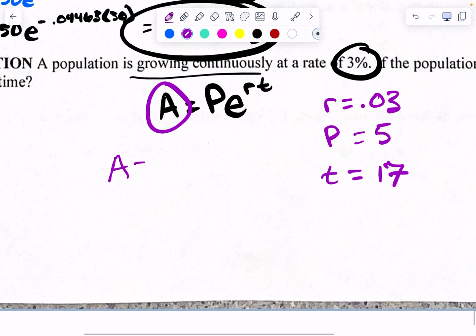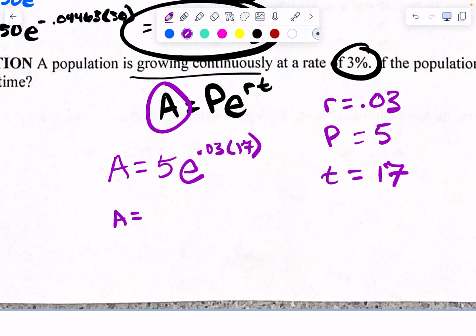So A equals, this one's just plug the dang thing in again. 5e to the 0.03 times 17. Okay, and what do we get for our after amount? Should it be more than 5 or less than 5? It's growing, right? It's going to be a lot more than 5. A lot more than 5. 17 years, 3%. I bet it's like 8 billion.